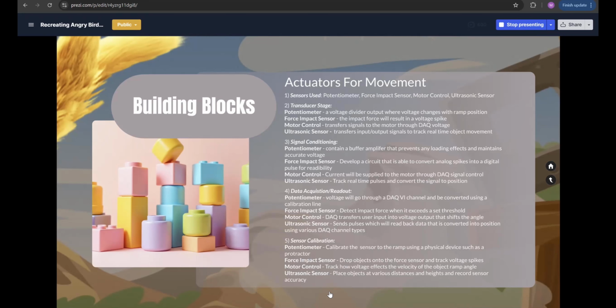Sensor calibration. Potentiometer calibrates the sensor to the ramp using a physical device such as a protractor. Force impact sensor. Drop objects onto the force sensor and track voltage spikes. Motor control. Track how voltage affects the velocity of the object and ramp angle. Ultrasonic sensor. Place object at various distances and heights and record sensor accuracy.